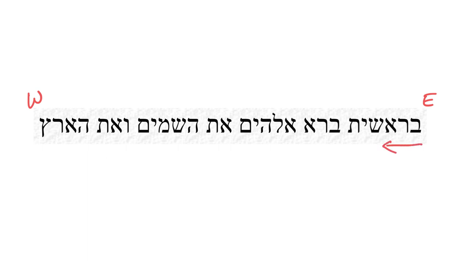Because to the ancient Israelites, the east was the past and the west was the future. This makes sense if you think about the sunrise in the east happening earlier in the day and the sunset happening at the end of the day.